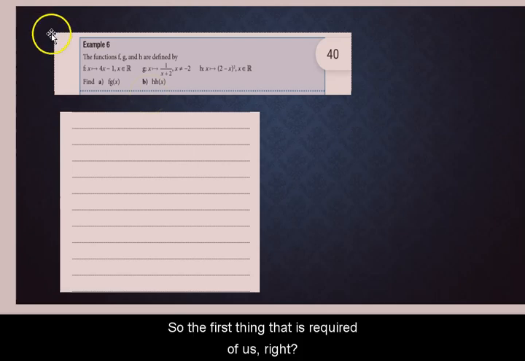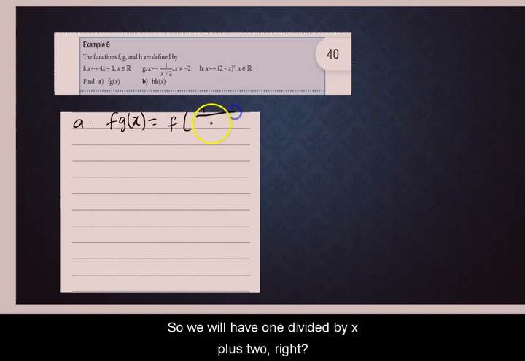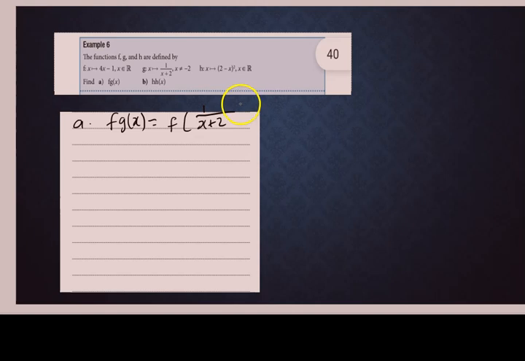So the first thing that is required of us, A, is to find fg of x. And fg of x is given. We have our f and our g of x. So we will have 1 divided by x plus 2. This becomes what?